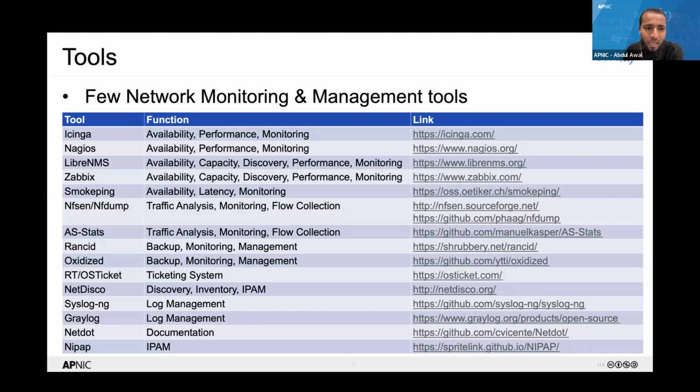NfSen, NFDump, and AS-Stats are for flow and traffic analysis. Rancid and Oxidized are for backup and restoration. The ticketing systems are RT and osTicket. NetDisco, NIPAP, phpIPAM, and NetBox are all for IP address management.